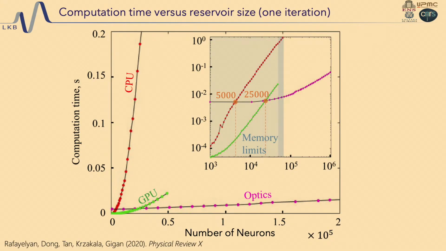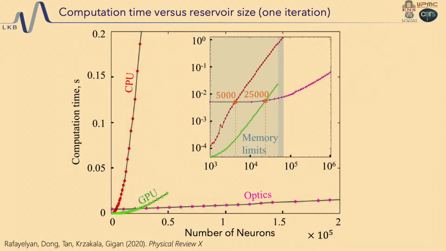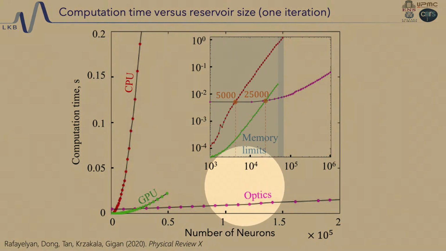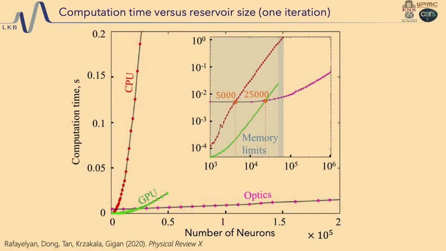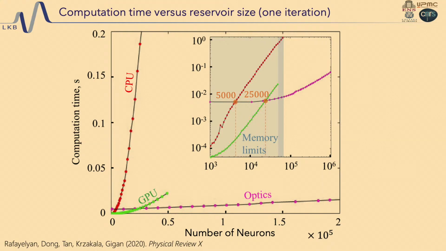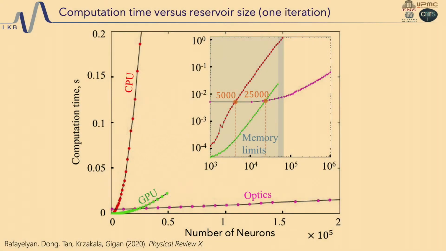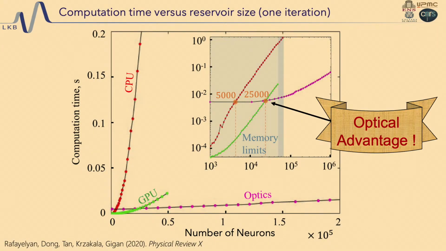This shows the time for one single iteration. You can see that CPU and GPU really scale quadratically, with a different prefactor, but they both scale quadratically, while the optics is almost flat. There is a small overhead, which is the electronic feedback that is slowing down, but the optics itself is really flat. Beyond a few tens of thousands of neurons, optics is much faster than the CPU or GPU. And beyond a certain dimension, of course, we can't compute with a single CPU or GPU just because of the memory problem. So in a way, we can say that beyond this point, we really have an optical advantage with our machine.